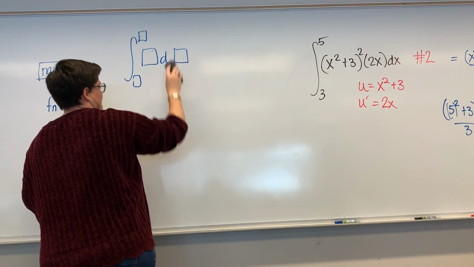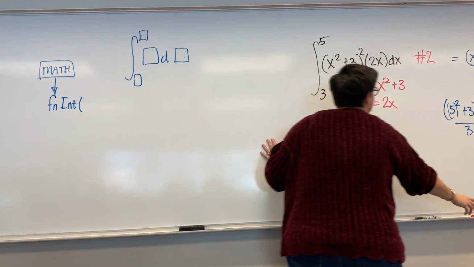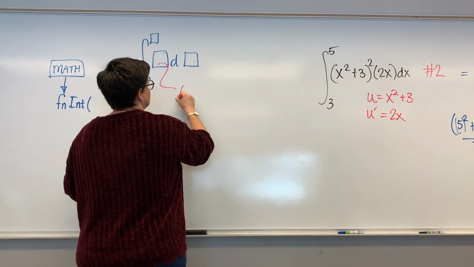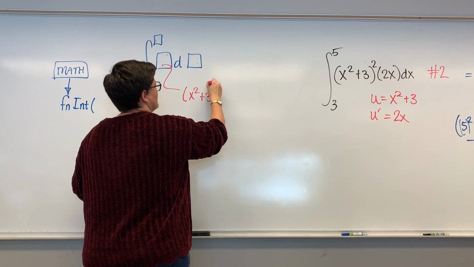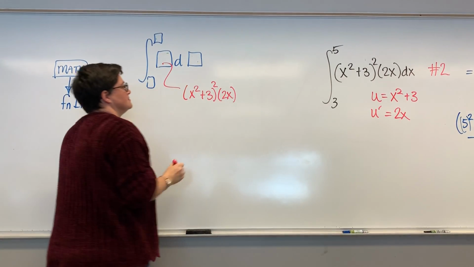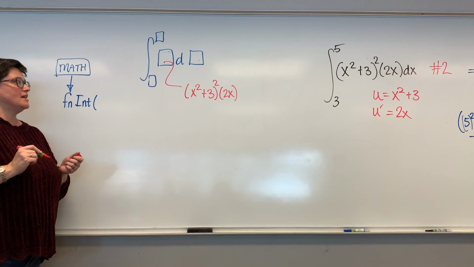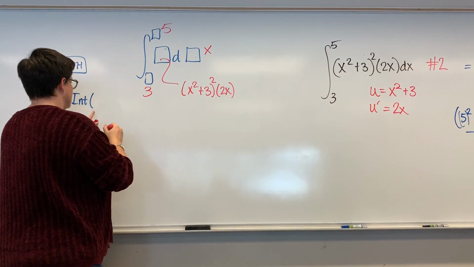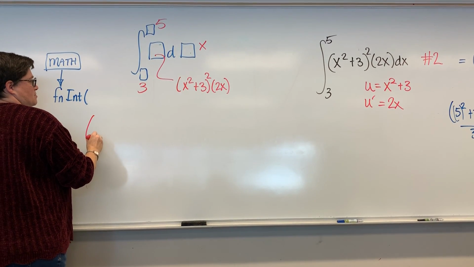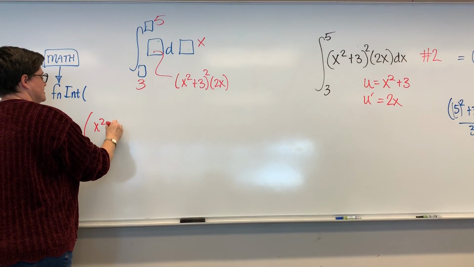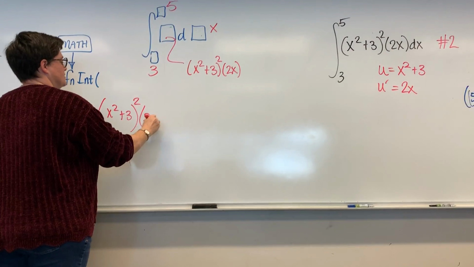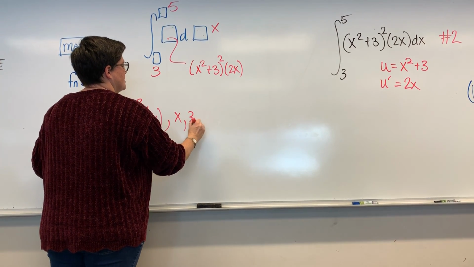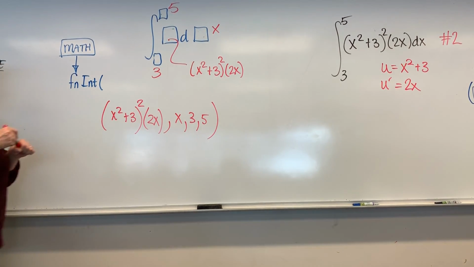Everything you're integrating. So for you guys, those of you that get this, what goes in this box is (x squared plus 3) quantity squared times 2x. Just like you see it. That's what you're integrating, right? And you're going from 3 to 5 with respect to x. So this is what you would plug in: (x squared plus 3) squared times 2x. This effectively brackets your function, comma, x, comma, 3, comma, 5, close your parentheses.